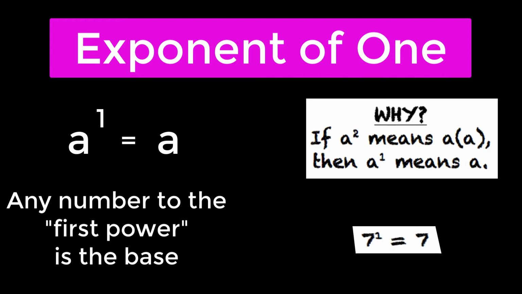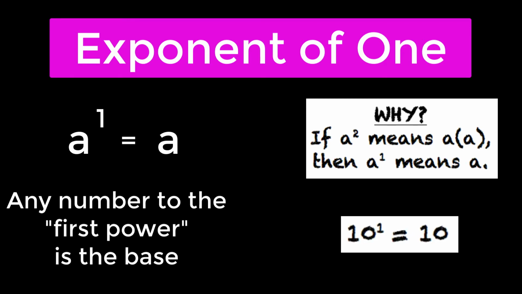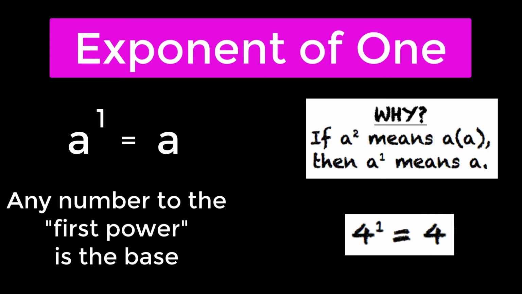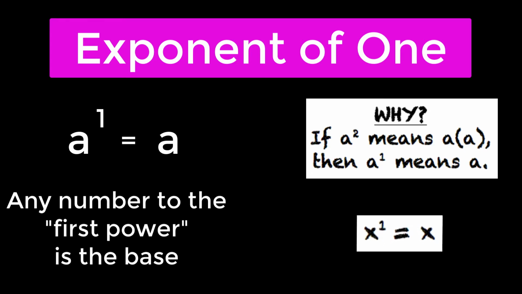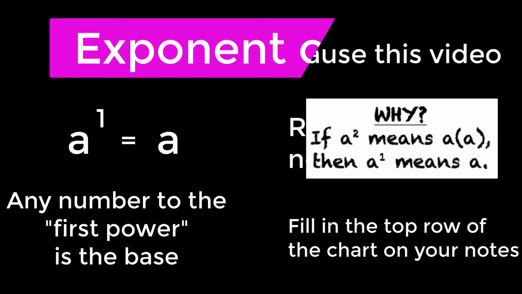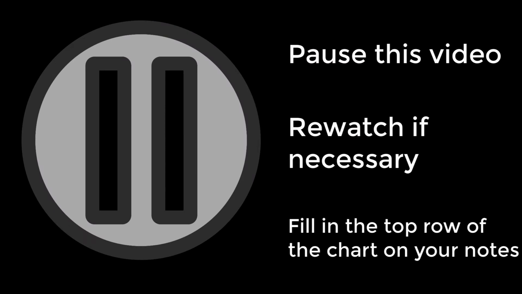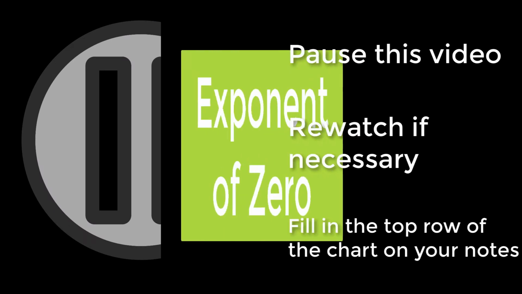2 to the first equals 2, 7 to the first equals 7, 10 to the first equals 10, 4 to the first equals 4, x to the first equals x, and g to the first equals g. Pause this video, rewatch it if necessary, and fill in the top row of the chart on your notes.